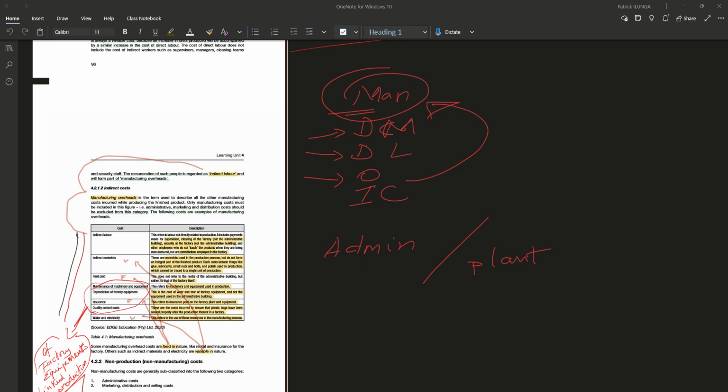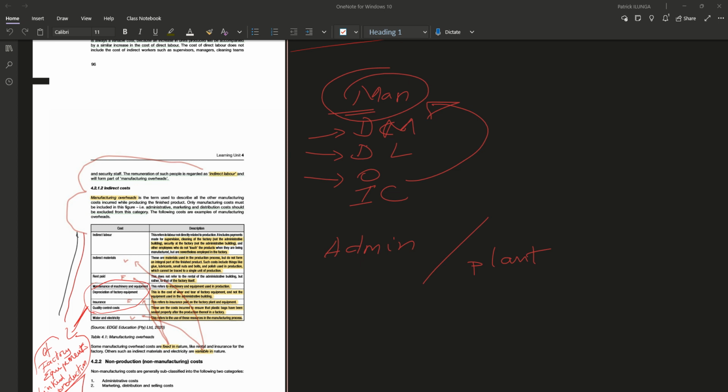We can look also at things like the rent paid, but obviously that rent needs to be related to the factory itself, not general rent that is being paid, but the portion of the rent that is related to, for example, the factory, right? So you would have also maintenance of machinery and equipment. These will definitely be indirect costs, and they also need to be taken into account. You would have depreciation of the equipment, right?